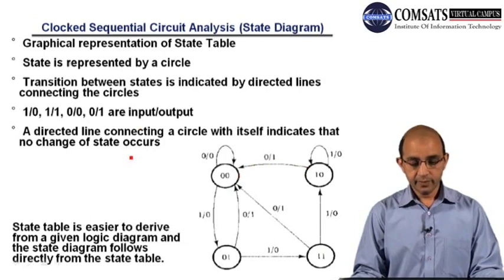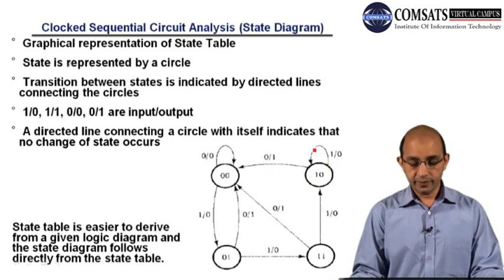So if I want to go from this state to this state, you can see that we only have this arrow. This arrow is mentioning the transition from one state to another state. So what is the cost of that transition? For that, I have to apply an input of 0 and I will get an output of 1. This numerator is mentioning the input, and this denominator is mentioning the output.